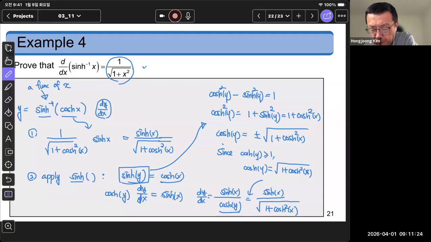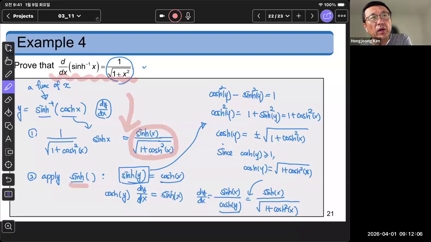So if you know this result, we can directly apply the chain rule combined with the formula to get this result. If you forgot that formula, what you can do is apply the hyperbolic sine function on both sides of the equation, and then you can use implicit differentiation. So there may be some other ways, but these are two simple ways to get dy/dx.